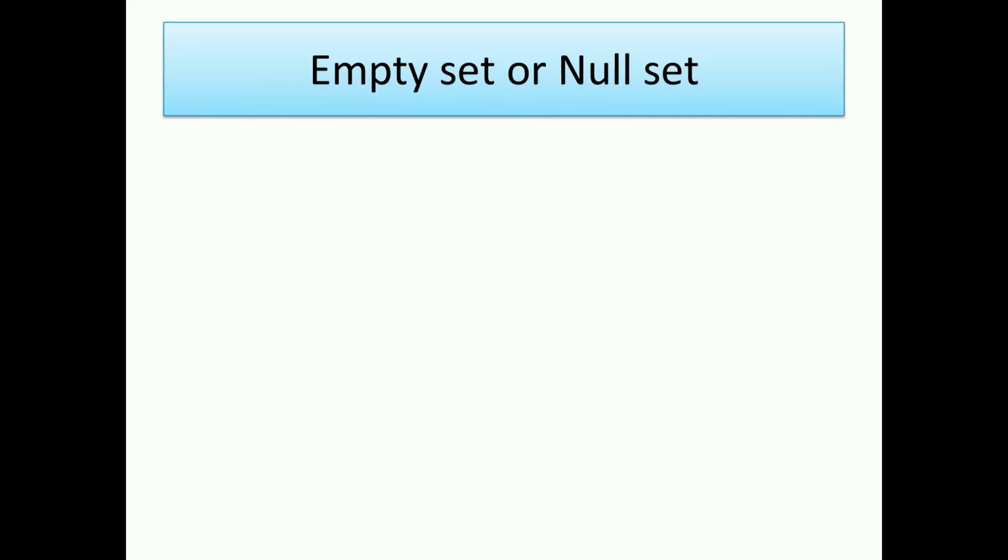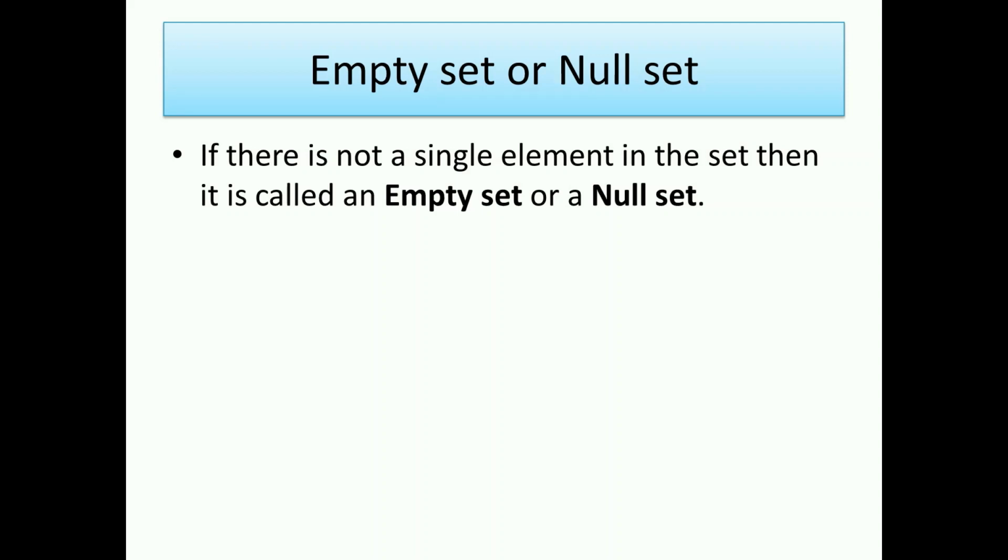Now let us move on to the next type of set, which is the empty set or the null set. From the name itself you understand that this set will be just empty. That means there will be no element present in it. Let us look at the definition. If there is not a single element in the set, then it is called an empty set or a null set. It is represented by empty curly brackets, or by this sign, which is read as phi.